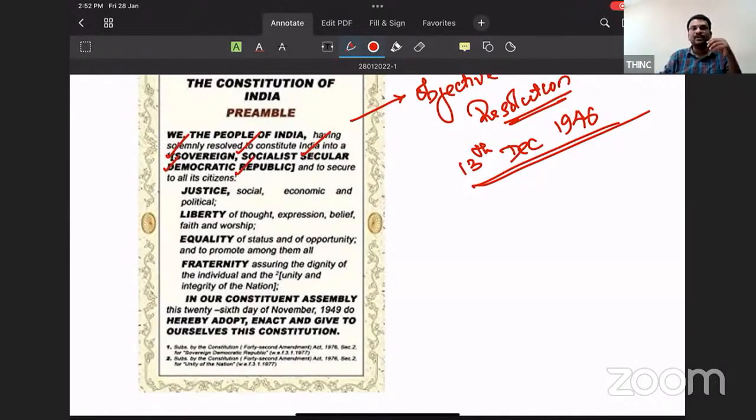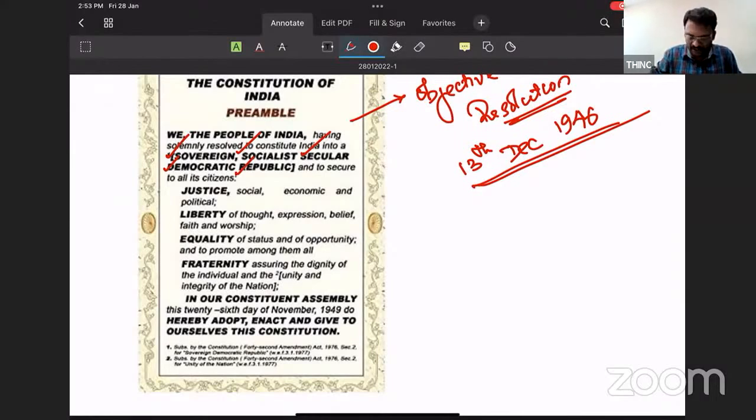There can be questions to rearrange these words. The question will be like this: according to the Constitution of India, India is a dash, and we need to fill that in with 4 options. India is a socialist, sovereign, secular, democratic republic. India is a secular, socialist, sovereign, democratic republic. India is a democratic, sovereign, socialist, secular republic. And India is a sovereign, socialist, secular, democratic republic. Now the order gets confusing.